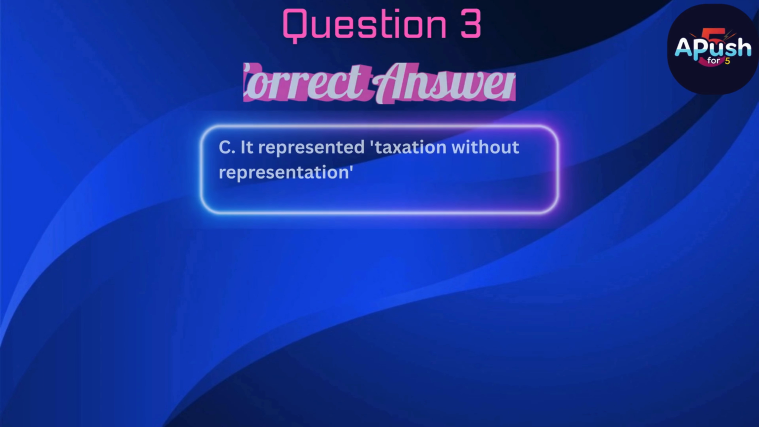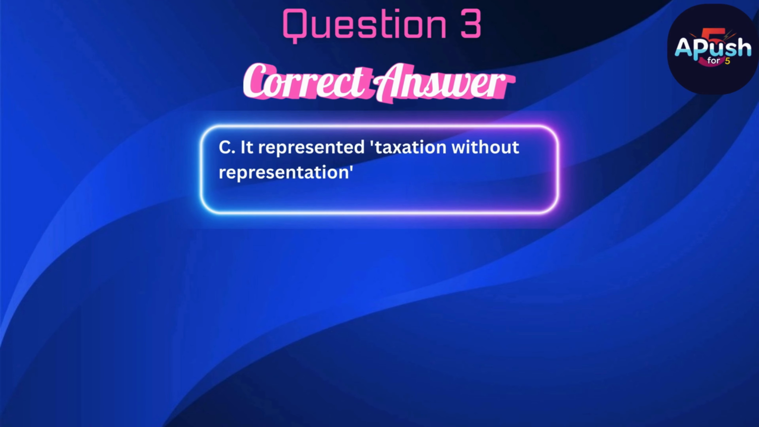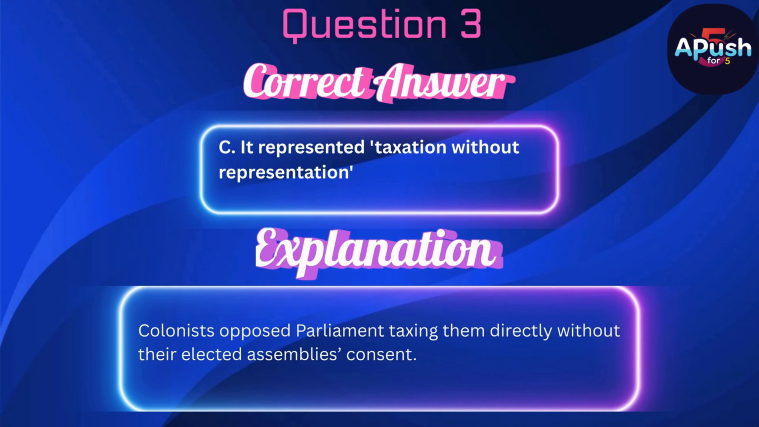Answer: C. It represented taxation without representation. Colonists opposed Parliament taxing them directly without their elected assembly's consent.